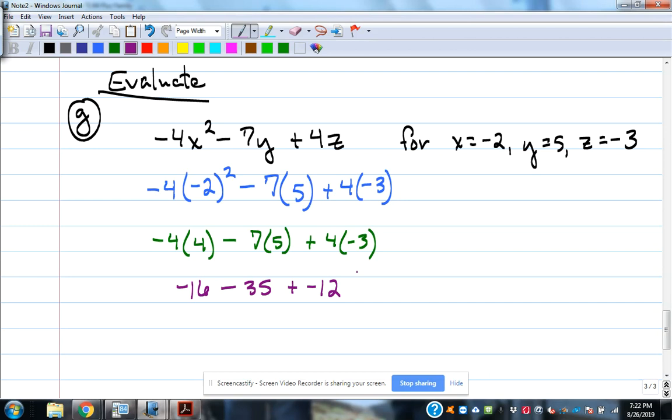And then I'm just putting that all together. -16 minus 35. If I've got a negative number and I subtract from it, it's going to get more negative. So I'm going to total those two up. That'd be 51. Is that right? -51. And then a -12 added to that is going to make it more negative. It would be -63, I hope.